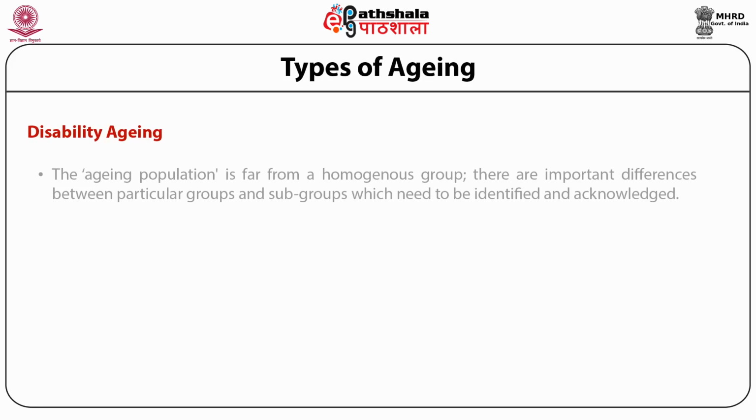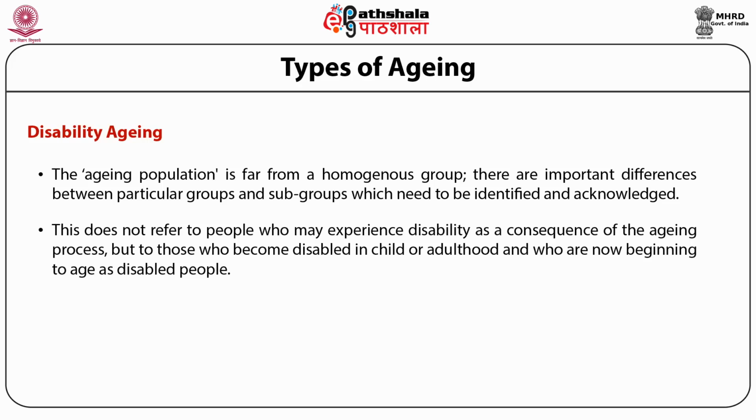Disability and aging. The aging population is far from a homogeneous group. There are important differences between particular groups and subgroups which need to be identified and acknowledged. One particular group which has been more or less completely overlooked are disabled people who are aging. To be clear, this does not refer to people who may experience disability as a consequence of the aging process, but to those who become disabled in child or adulthood and who are now beginning to age as disabled people.